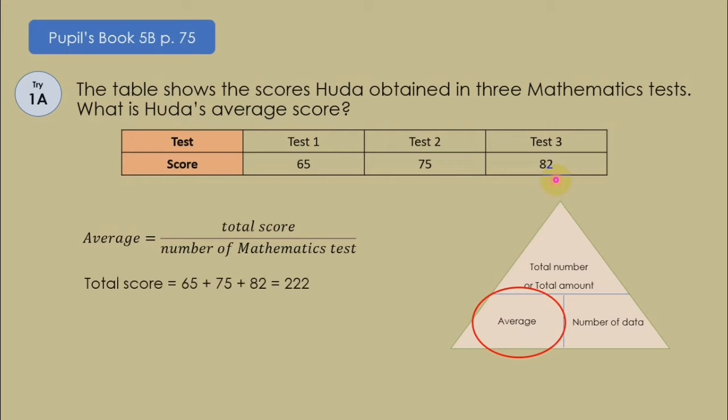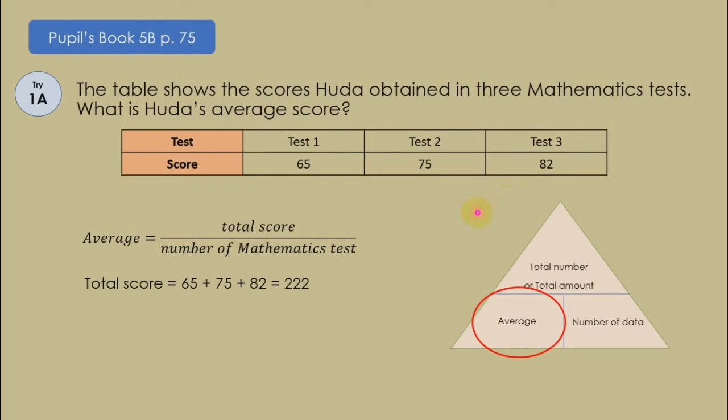Good job! Total score equals 65 plus 75 plus 82 equals 222. Next, what should we do? We should divide the total score by the number of the tests. How many mathematics tests did Huda take? That's right. 1, 2, 3. He took 3 mathematics tests.